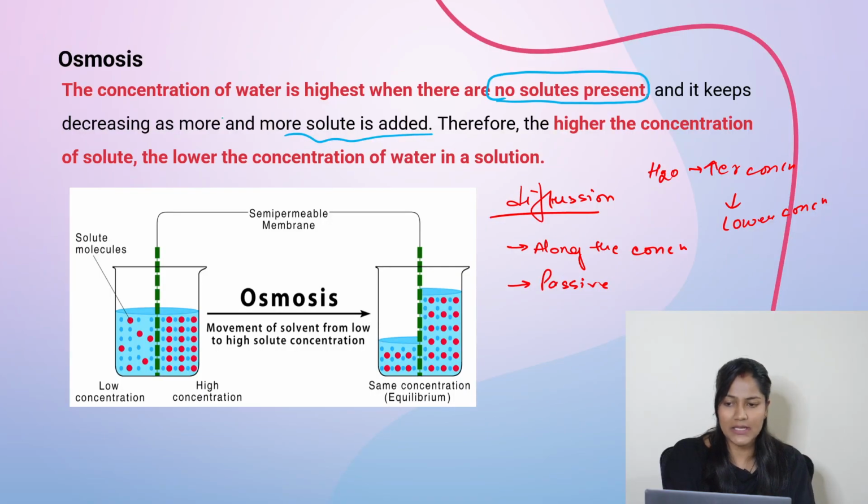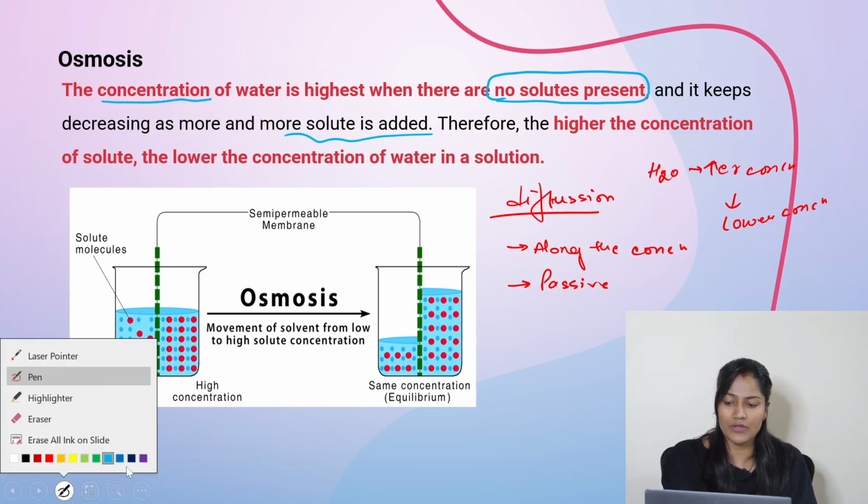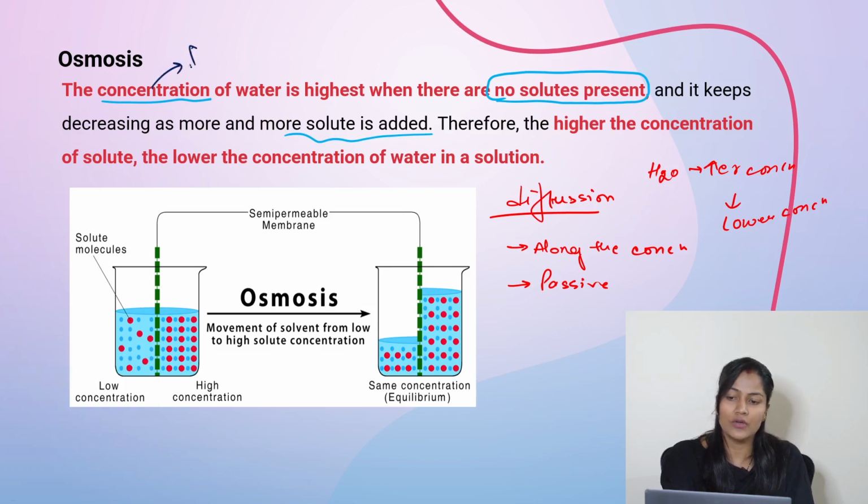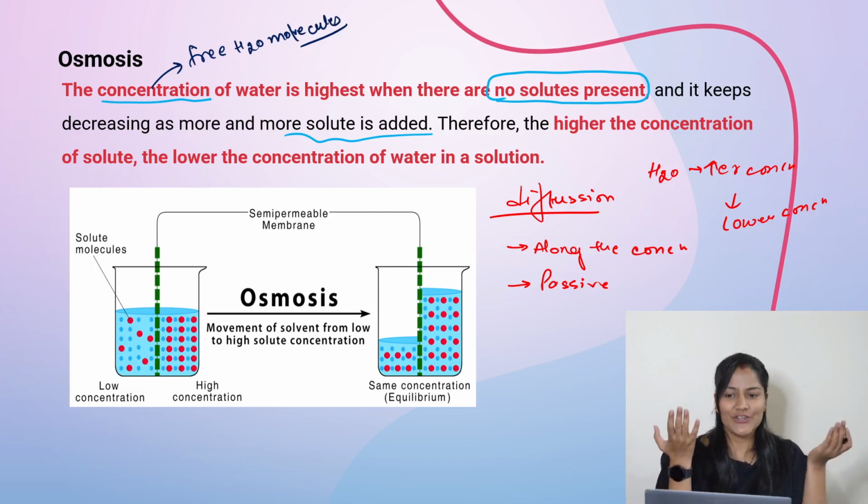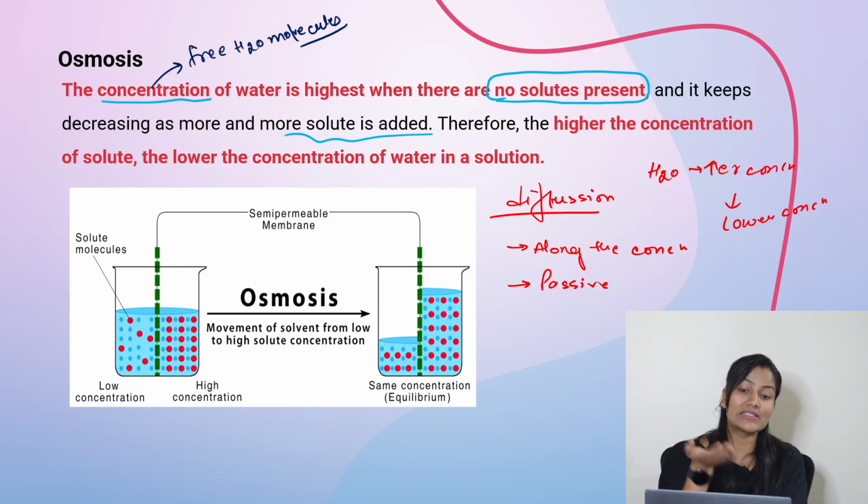The statement is saying the concentration of the water is highest when there is no solute present, है ना. तो कॉन्सेंट्रेशन का मतलब क्या हो गया, जस्ट रिमेंबर और अंडरस्टैंड दिस वन एज योर फ्री वाटर मॉलिक्यूल. फ्री वाटर मॉलिक्यूल, free water molecules that can participate in the process of osmosis. Yes, so the concentration of the free water molecule is highest when there is no solute present, but it keeps on decreasing as more solute is added.